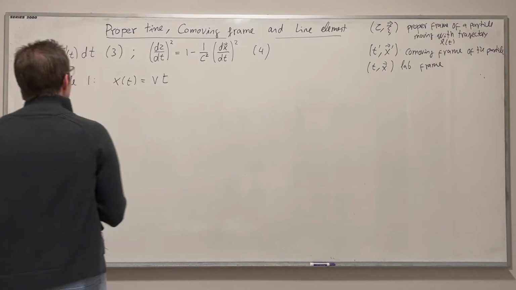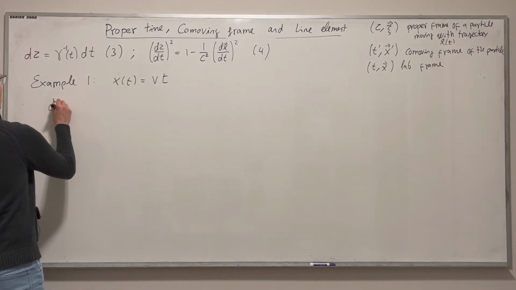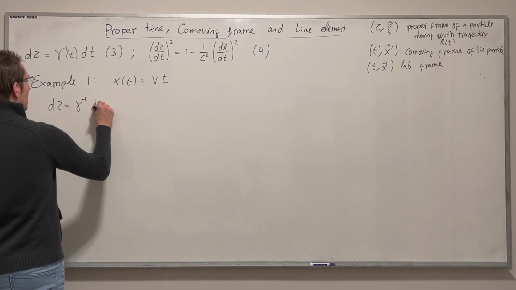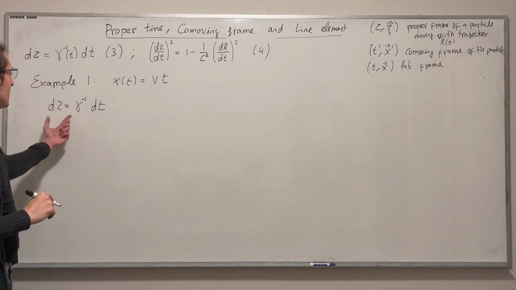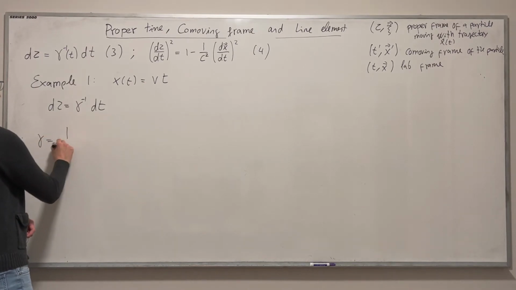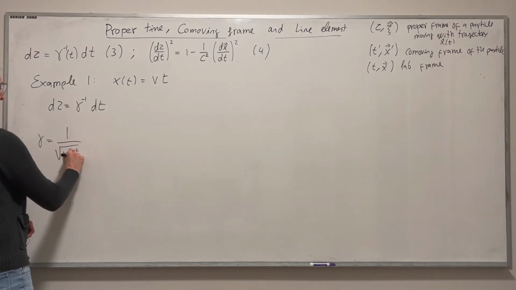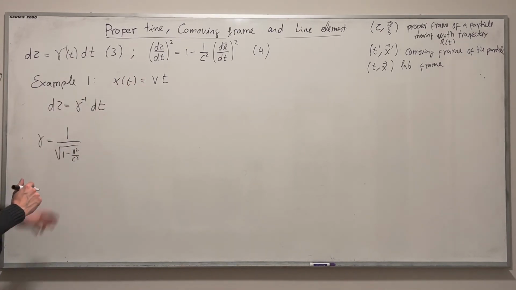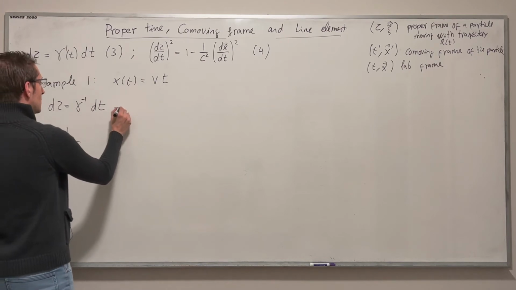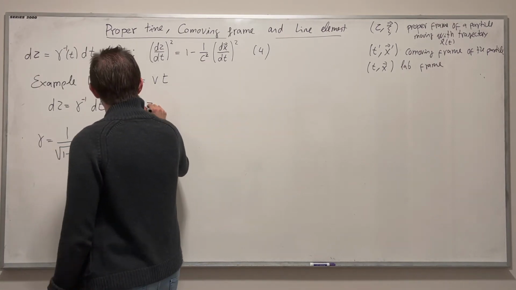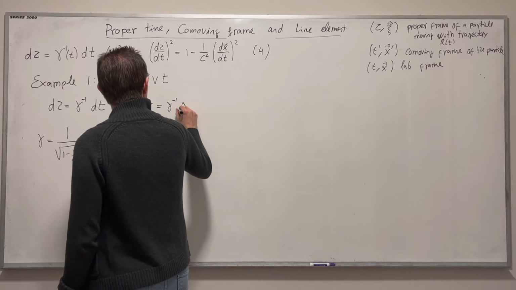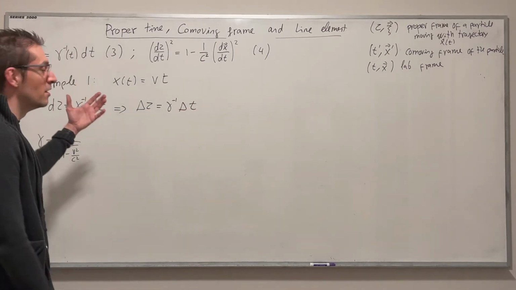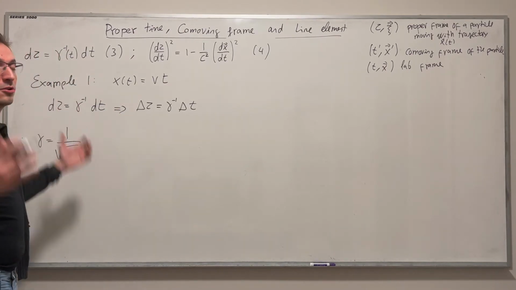So if the motion is inertial, then I know that d tau is equal to gamma minus 1 of t dt. But it so happens that gamma minus 1 is a constant in this case, because gamma is 1 over root of 1 minus v squared over c squared, and v is a constant because the motion is inertial. So we can just integrate this, being a constant, very easy. So we get that delta tau is equal to gamma minus 1 delta t.